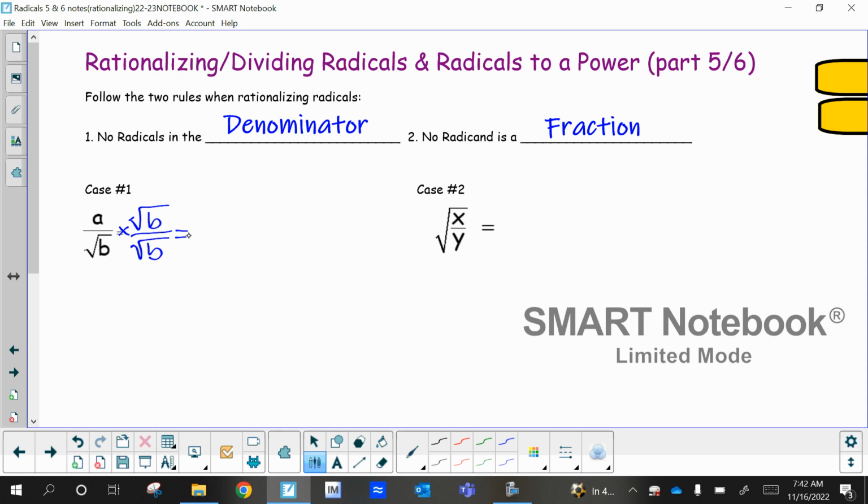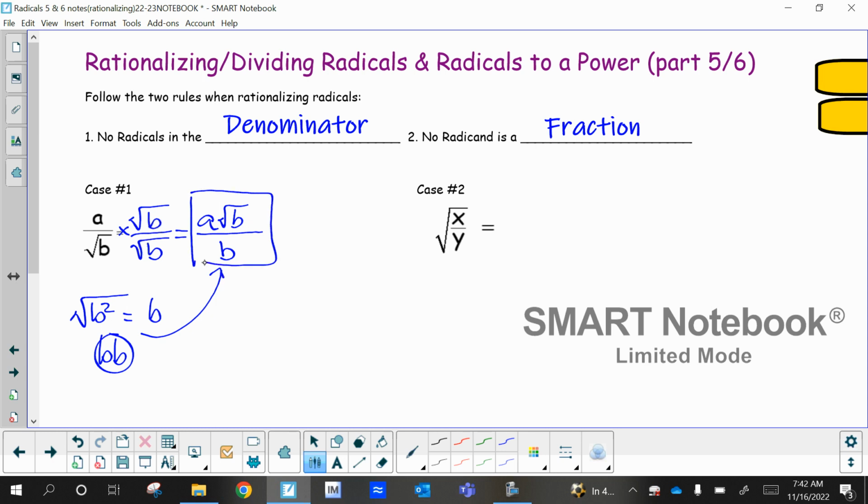So now we're just going to multiply straight across, which you already were taught. So a times radical b is just a radical b. Radical b times radical b is just b, okay? You're probably wondering, why is it just b? Well, what is b times b? It's b squared. But then what's the square root of b squared? Well, if you expand it and you circle the pairs, it's just b, okay? So that's how you get that. And that's it. Now you've gotten rid of the radical in the denominator. That's how you should display your answer.